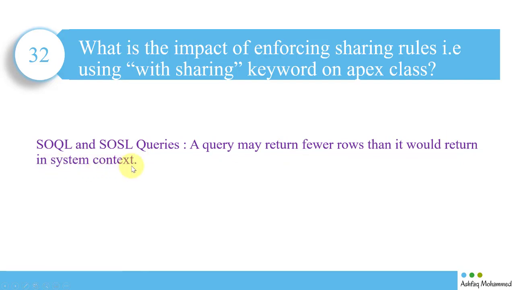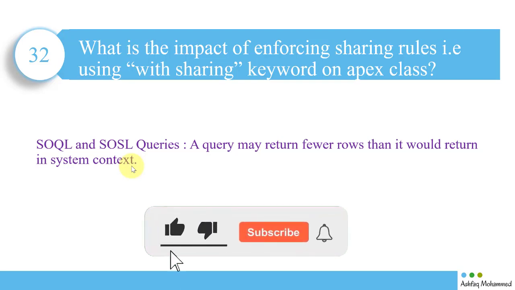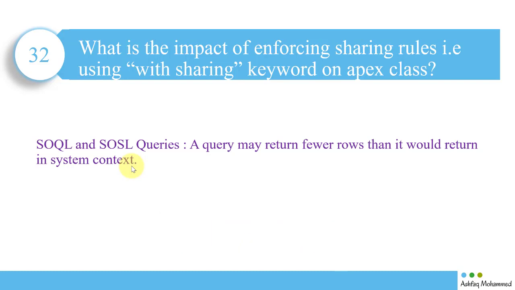Let's say, for example, as a system administrator, I will get 100 records if I run some query, right? But if I run that same query in an Apex class with sharing, then that person, maybe a sales user, has access to only 10 records. So as soon as that class runs, it will return only 10 records because we were running with sharing. So that is the impact.